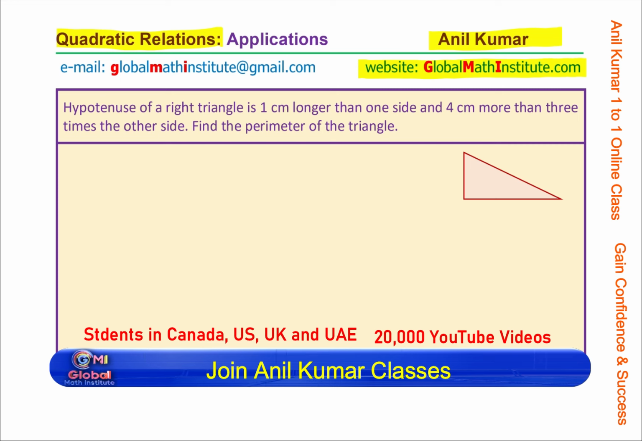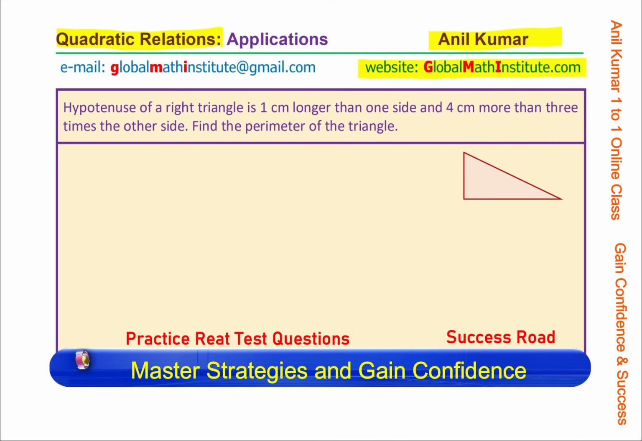The question here is: the hypotenuse of a right triangle is 1 centimeter longer than one side and 4 centimeters more than 3 times the other side. Find the perimeter of the triangle.